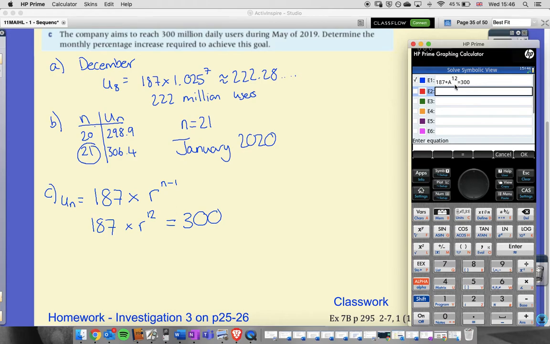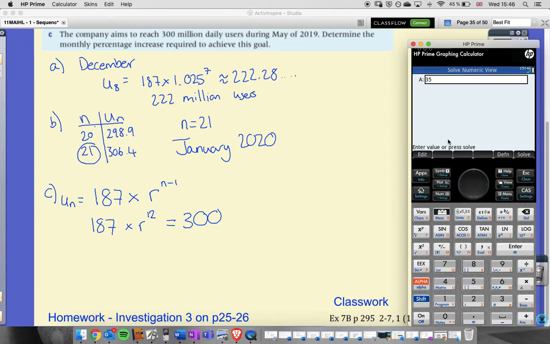Okay, so to get a solution to this, I'm going to go to the table and I'm going to put in a guess. Now, I know my guess has got to be, it's going to be 1 point something, isn't it?